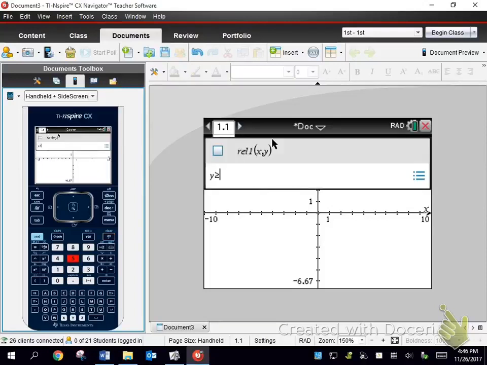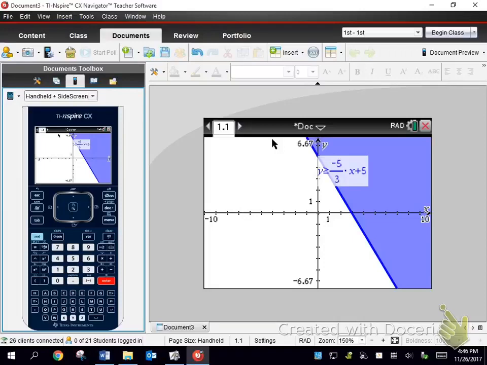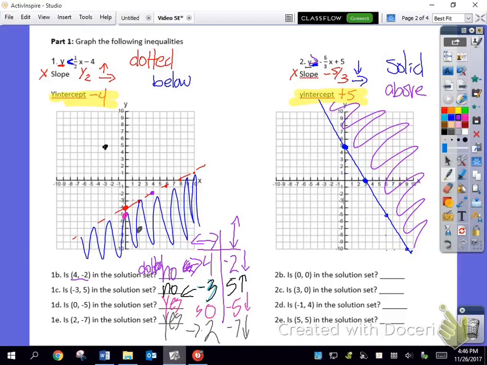So there you got y is greater than or equal to, then you put negative 5 divided by 3x, and then plus 5, and then enter. Now, that looks exactly like my line, so I'm good. All right, now I'm going to check to see where these points are.